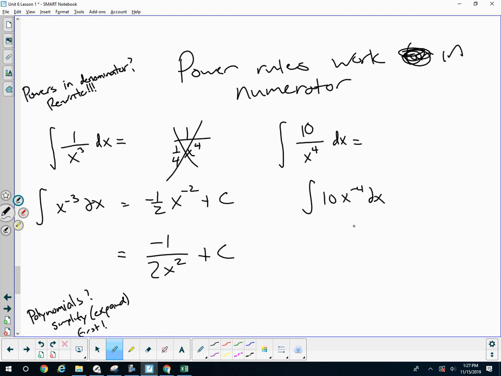Okay, cool. x to the -3rd times -1/3 times 10 plus c. I get -10 over 3x cubed plus c. All right?